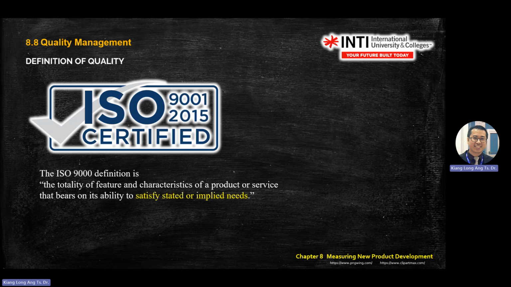Okay, so another common tool they use to show that you're actually practicing quality management is the ISO 9001. If you go into any company that shows you the ISO 9001, it means they are practicing quality control.